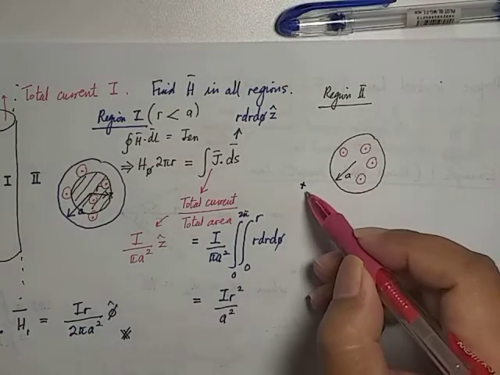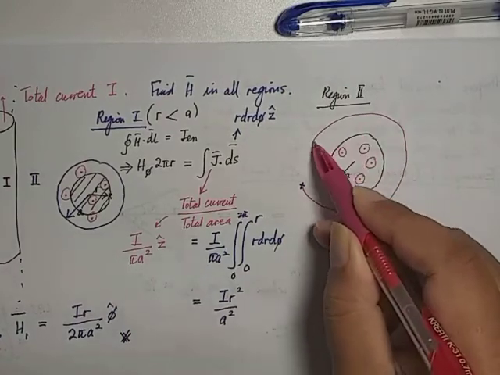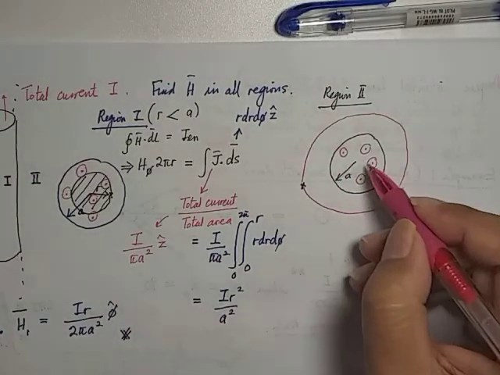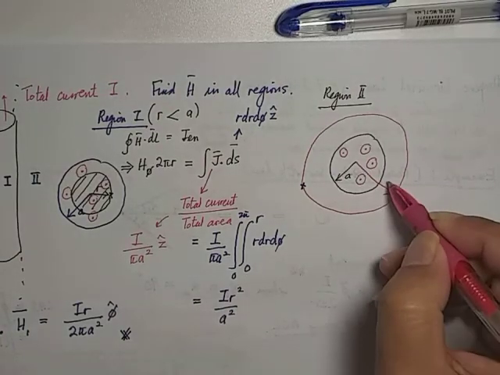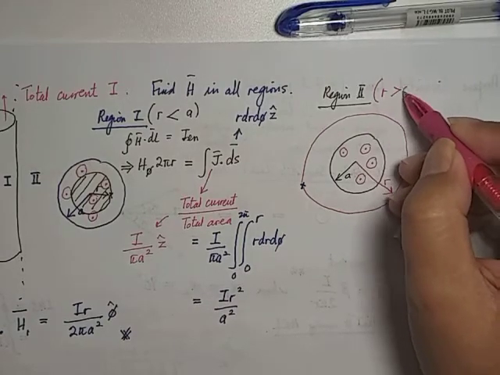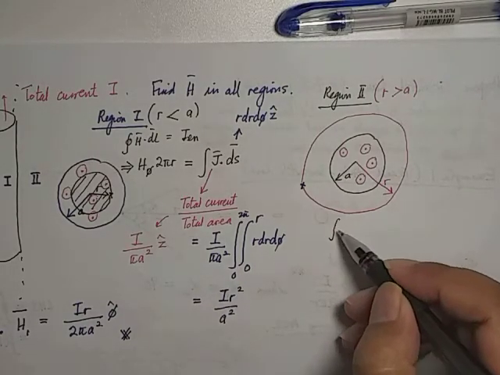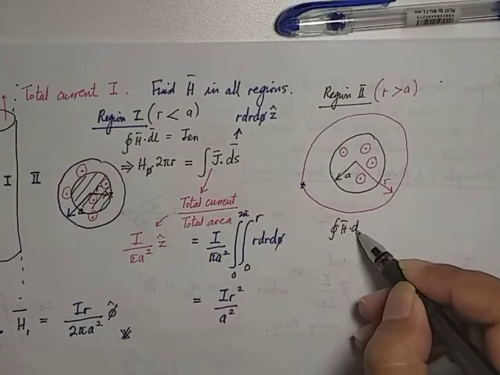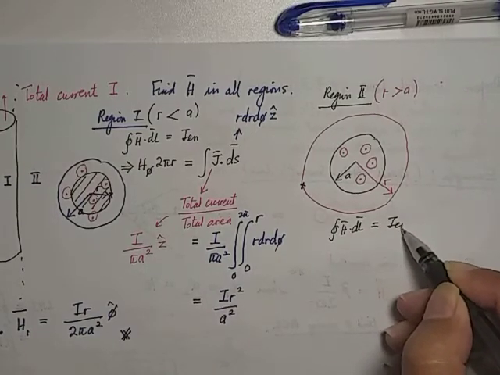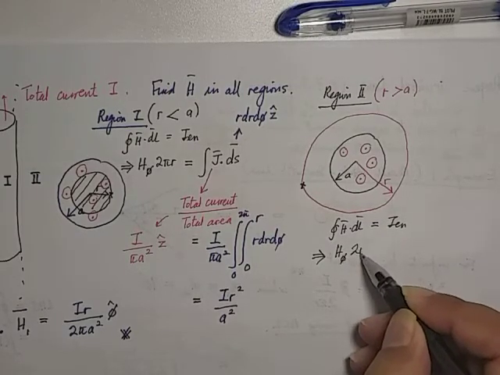The loop is similar as before. Just a circle. And then the radius now, we're going to give it as R. Therefore, it's going to define here R is greater than A. That's going to define region number 2. Okay, that's done. So now let's continue. We continue step number 4, which is H dot dl equal to I enclosed. So what we're going to state now, H φ 2πR.